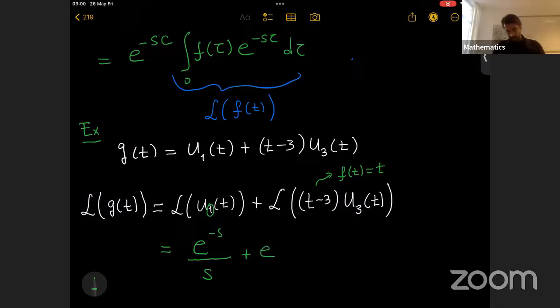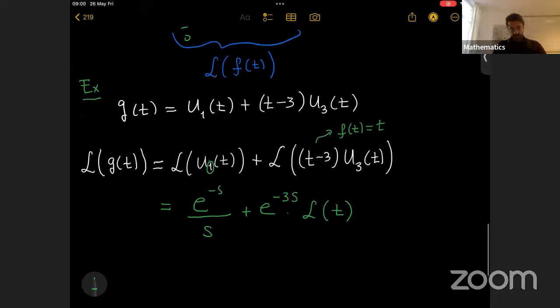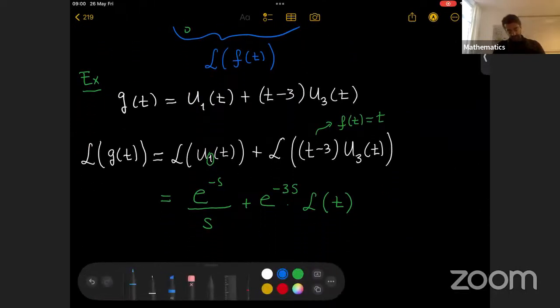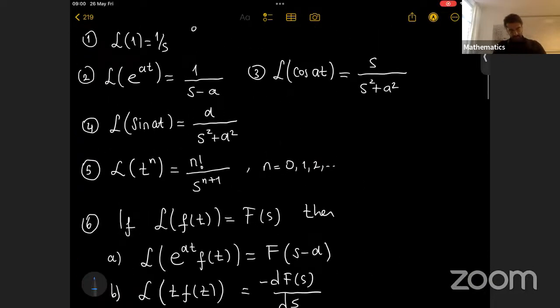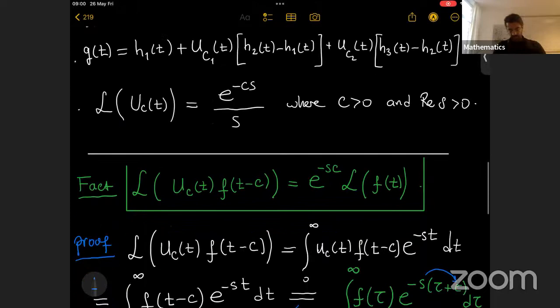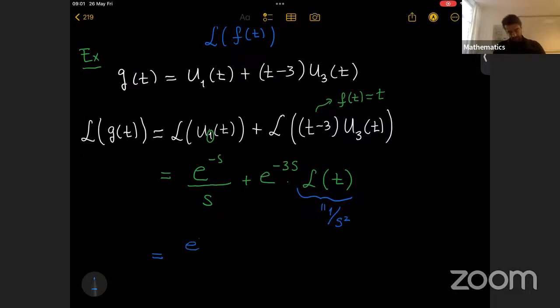So this tells you it is equal to plus e to the minus cs, which is e to the minus 3s times L of f of t, L of t. So we use this formula here. Well, we know what L of t is, right? You use this formula, remember again here, when n is equal to 1, it's 1 over s squared. So this is 1 over s squared. So maybe let's write this explicitly.